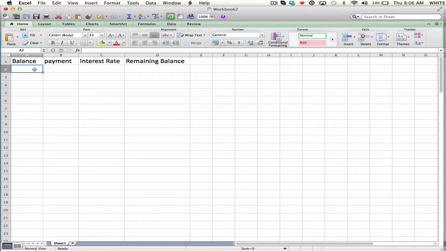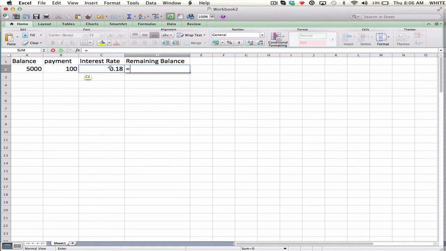So let's just make up a number. Let's say $5,000. The payment we'll say is $100 a month. Interest we'll say is 18% or 0.18. And then the remaining balance is you have to construct this little equation.